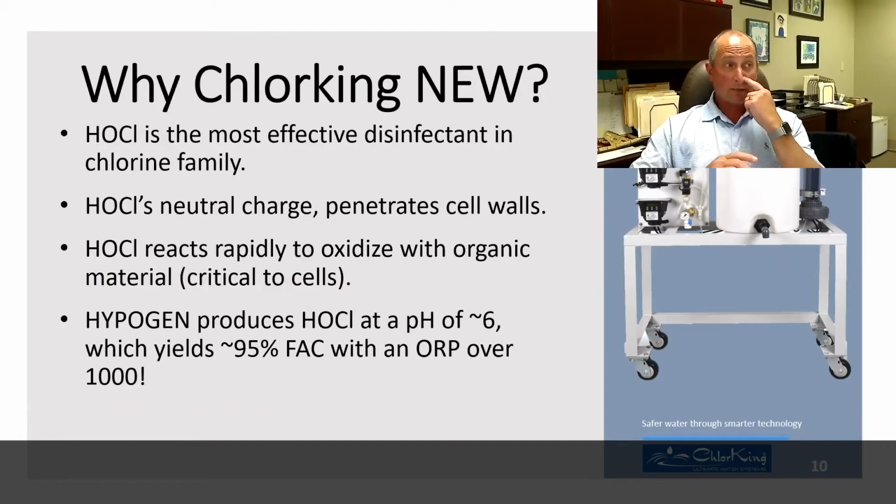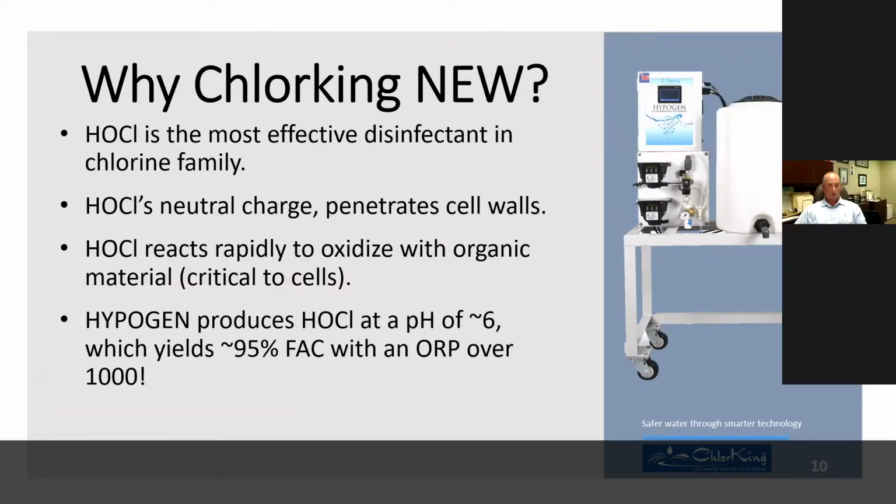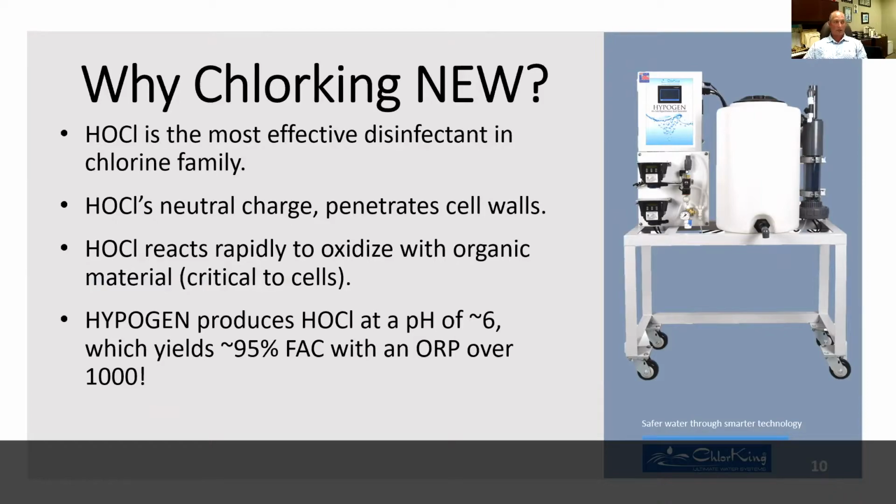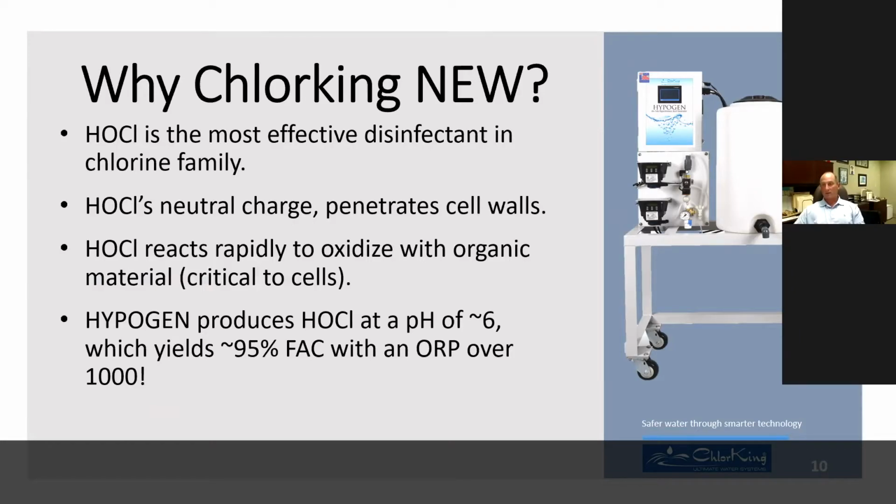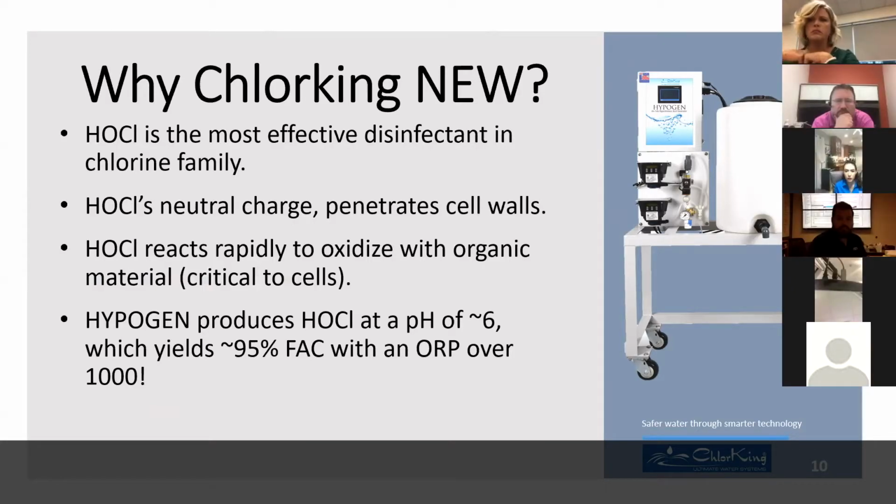The solution itself, again, is the most effective disinfectant in chlorine. It has a neutral charge which penetrates its walls. It reacts rapidly, and because of the pH control at 6, we're at about 95% free available chlorine with an ORP consistently over 1,000 in our solution. All of you know ORP is the key to how effective an oxidizer is.